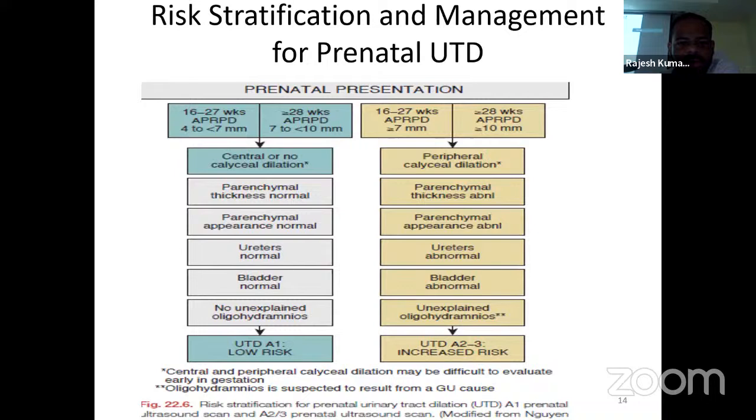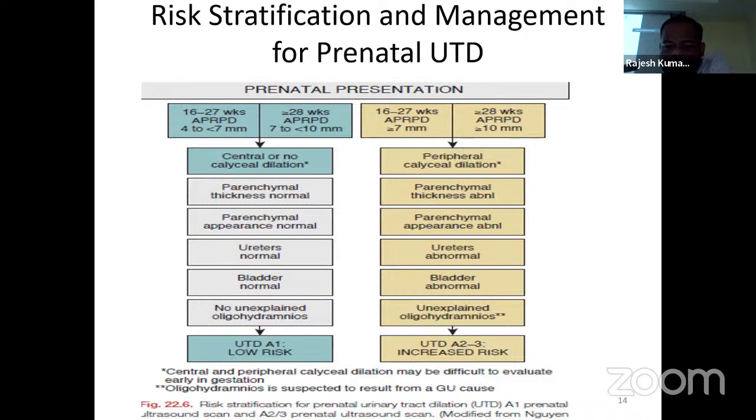Now, risk stratification and the management of prenatal urinary tract dilatation system. Risk stratification is categorized into two groups: low risk group and increased risk group. The low risk group of prenatal presentation is when the anterior posterior renal pelvis diameter is less than 7 mm in the second trimester and between 7 to 10 mm in the third trimester, with other parameters normal, like calyceal dilatation, parenchymal thickness, parenchymal appearance, ureter and bladder. All other parameters are normal, and this is categorized into the low risk group of prenatal UTD.